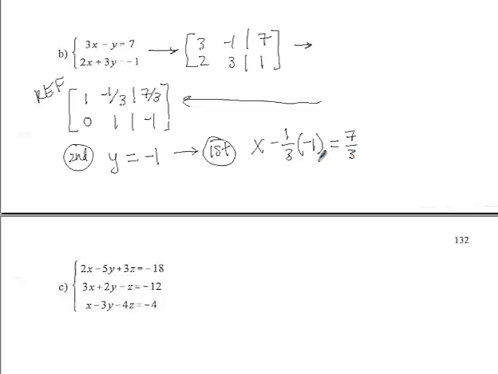And here's the equation I need to solve to get the last part of my solution, the x. So I get x plus 1/3 equals 7/3, and if I subtract 1/3 from both sides, I will get x equals 6/3, which is a 2. And so my solution is an ordered pair, 2, -1.